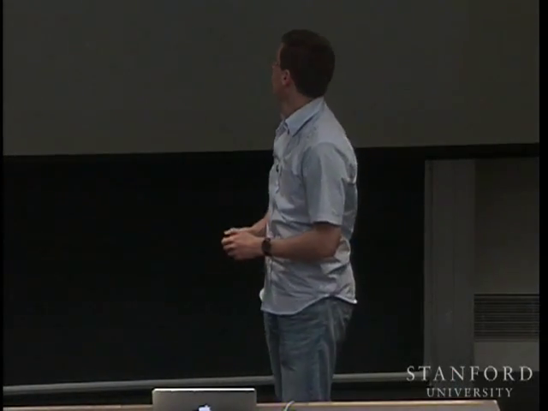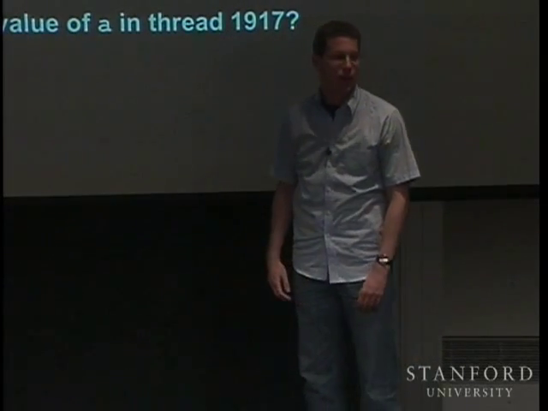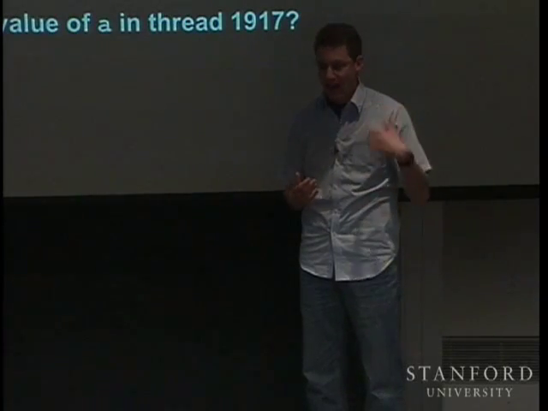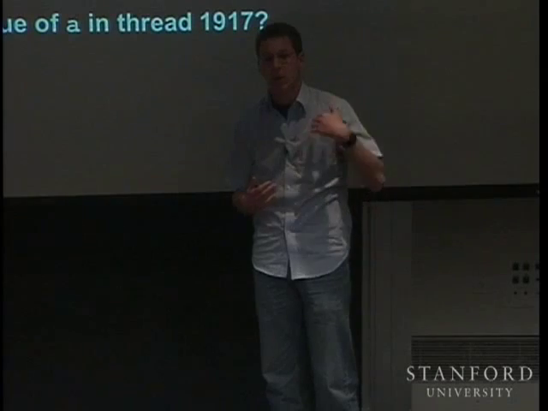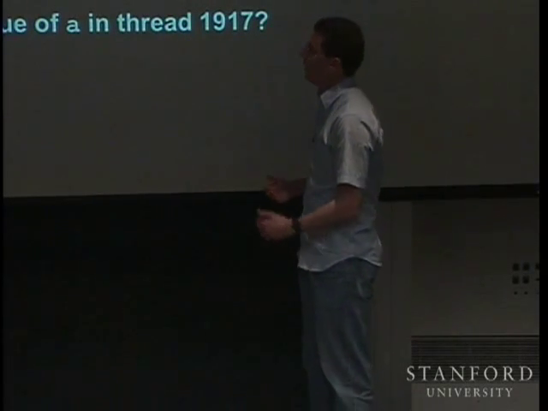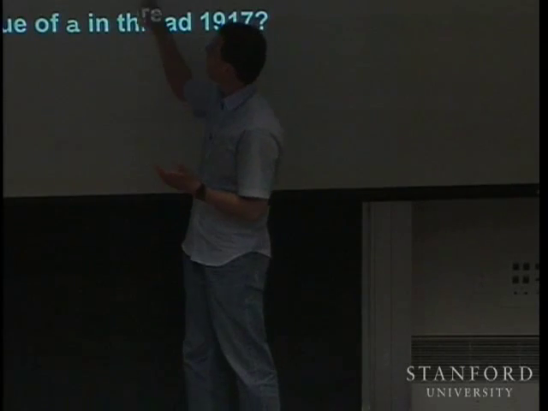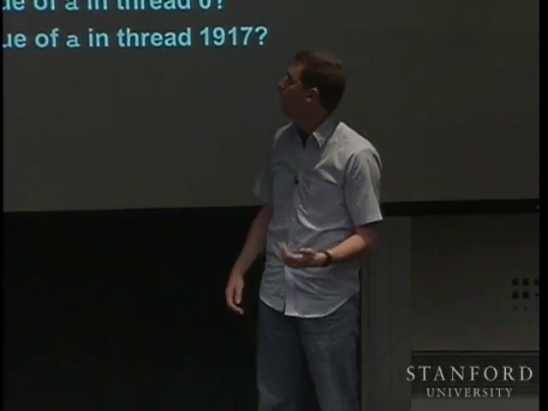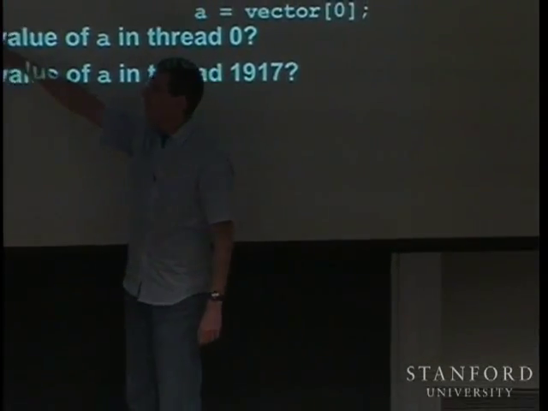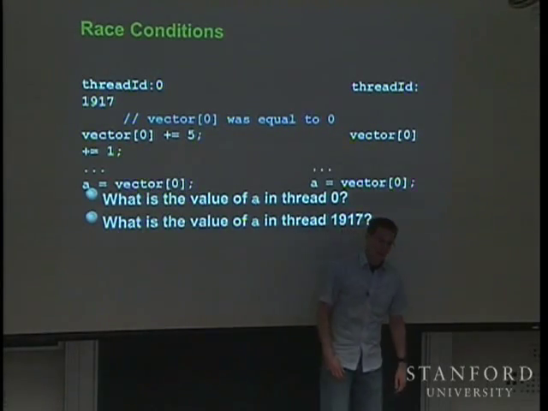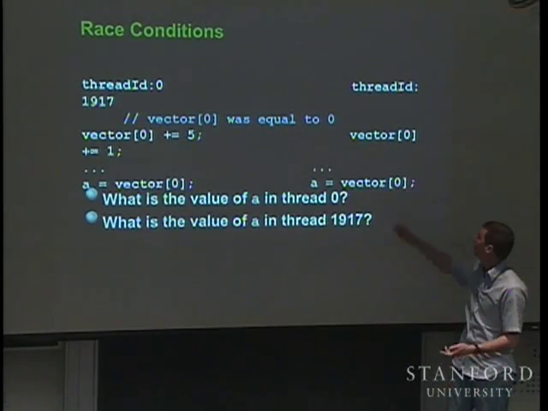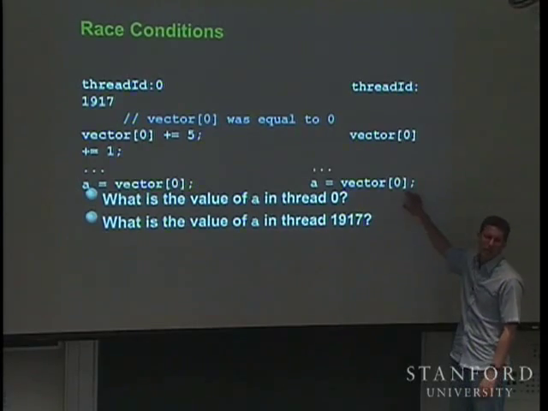Thread 0 can execute completely before thread 1917. When you add 5 to that location in memory, that gets decomposed in the hardware into a read into a register, adding something to the value in the register, and then writing that new value back out to the same location in memory. So if thread 0 executes completely before thread 1917, it reads in 0, adds 5 to it, and then writes 5 back. If later on it reads that value back in, it's still going to be 5. That's fine. Then if 1917 comes along, its input value will be 5, it will get 6, and if it reads it back later on, it will get 6.